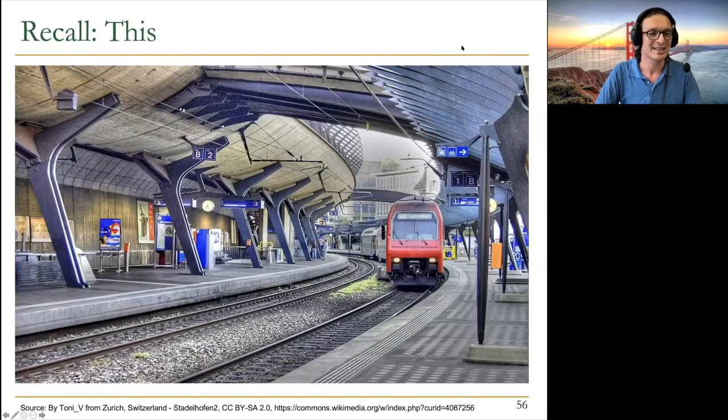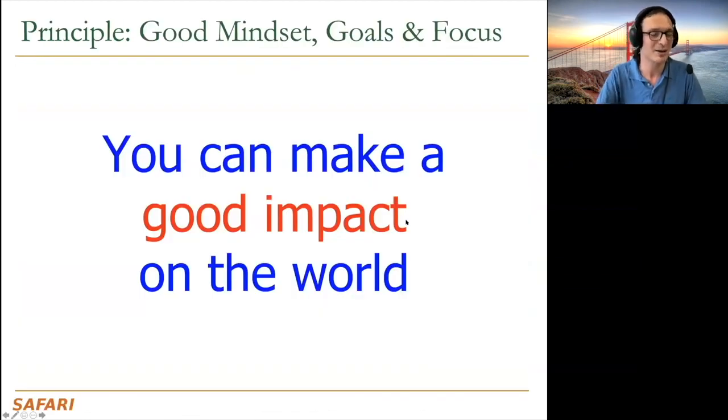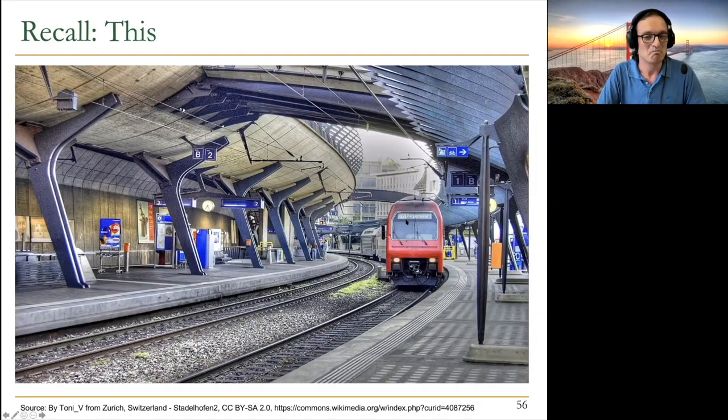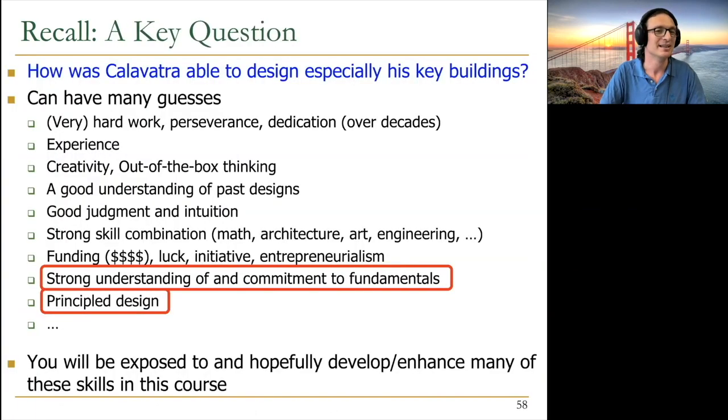Okay, recall this versus that, right? I think all of these that I just discussed, I also discussed in the last lecture, and they point out some people who've changed the world, right? We discussed Calatrava, for example, and a key question we asked was, how was Calatrava able to design especially these buildings? And I think I didn't use the word passion over here, but passion is one of them for sure. But hard work, perseverance, dedication, etc., and a lot of other things that he has combined over decades and decades. And of course, principled design and strong understanding and commitment to fundamentals should not be understated ever.